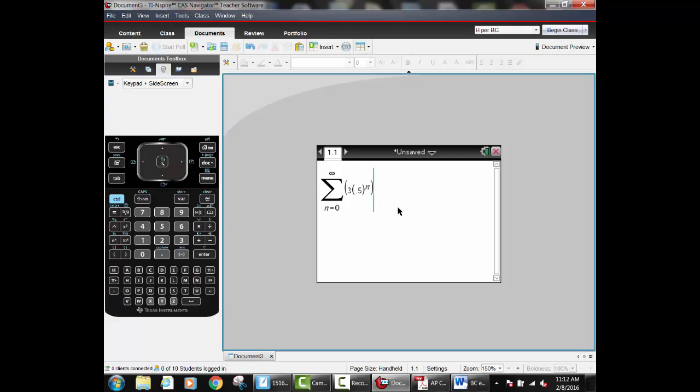Now, you should recognize this is a geometric series. First term is 3, common ratio is a half. It should converge to 3 over 1 minus a half, which is 3 over a half, which is 6, and that's exactly what you get.